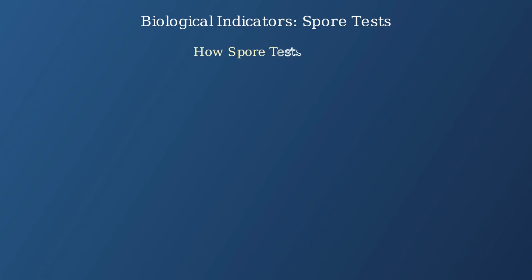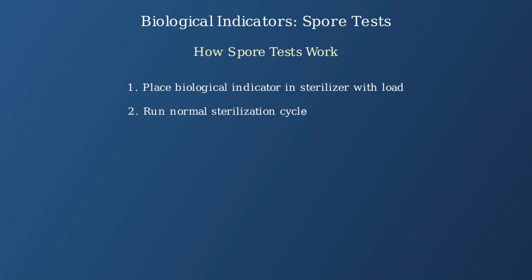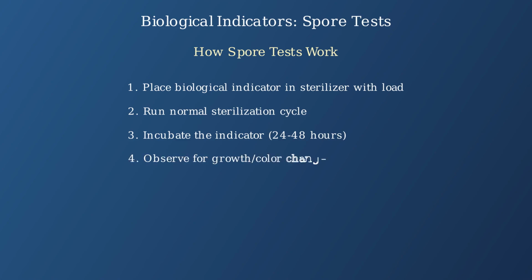Spore tests work by following a simple four-step process. First, you place a biological indicator containing highly resistant bacterial spores in the sterilizer along with the regular load. Next, you run a normal sterilization cycle according to your established protocols. After sterilization, you incubate the indicator for 24 to 48 hours to allow any surviving spores to grow. Finally, you observe the indicator for growth or color change, which would indicate that sterilization failed.